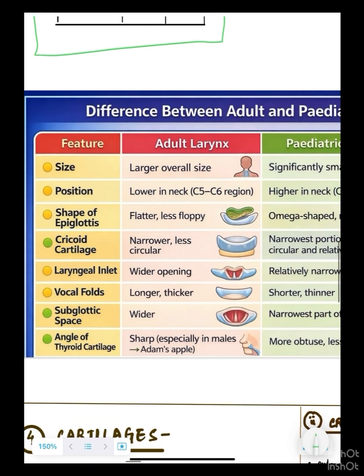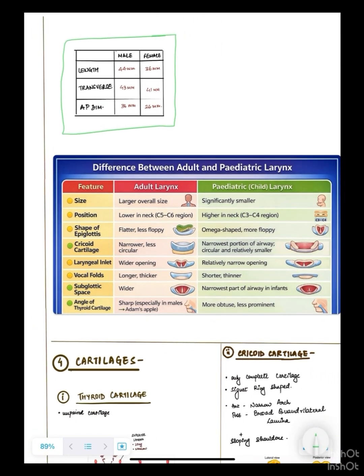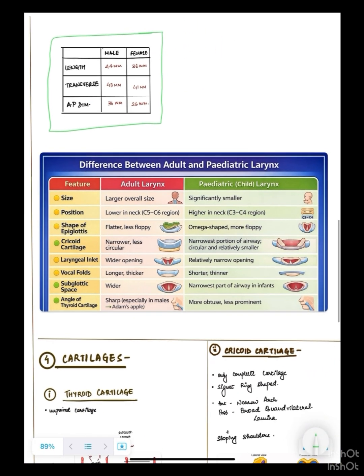Another important thing for your Viva, which is most commonly asked in UG as well as PG, is the difference between an adult larynx and a pediatric larynx. That too I have given in a small table over here. Let's quickly go through this.